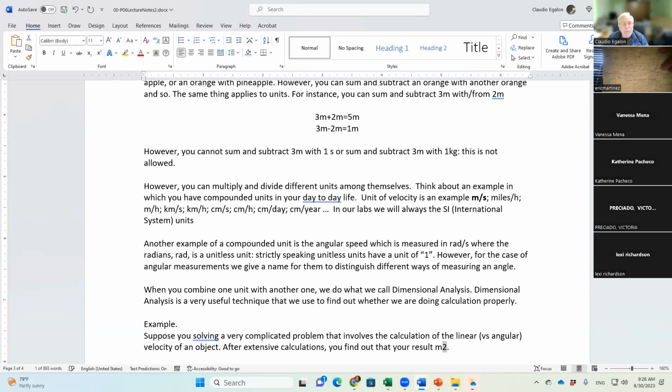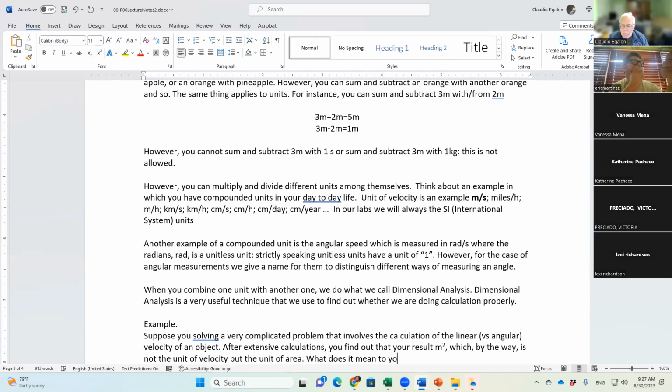What does it mean? Which, by the way, is not the unit of velocity, but the unit of area. After extensive calculation, what does it mean to you?